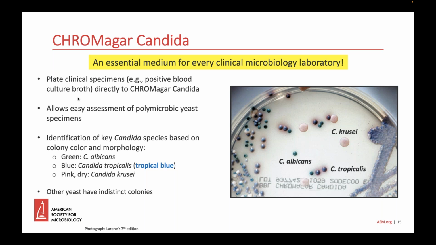So green colored colonies for Candida albicans, tropical blue colored colonies for Candida tropicalis, and pink dry colonies for Candida krusei. Other yeast species have kind of indistinct colony colors. They can be a range of colors, but never those three colors that I just described.